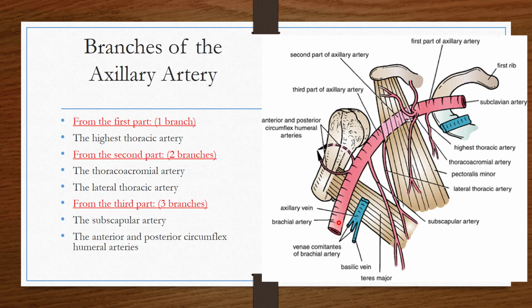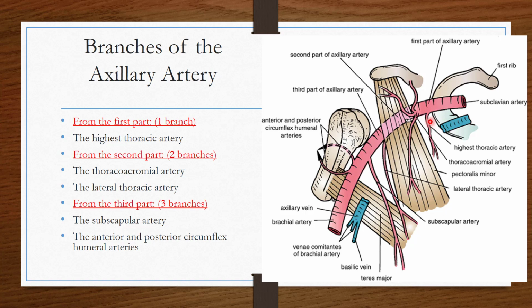Then the third part of the axillary artery will give three branches. Number one is the subscapular artery. See here, this is the subscapular artery, and there is the anterior circumflex humeral artery and the posterior circumflex humeral artery. Anterior circumflex is winding around the anterior border of the humerus, and posterior circumflex humeral means which is winding from behind the humerus. So this is called the posterior circumflex humeral artery, and the anterior circumflex humeral artery is winding anteriorly. So these are the three branches of the third part of the axillary artery.